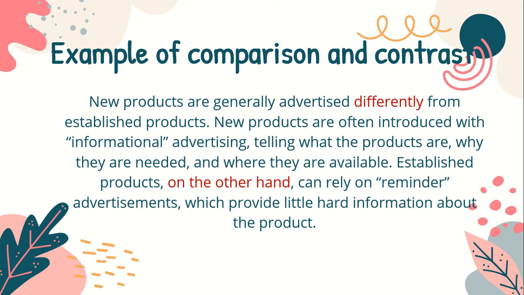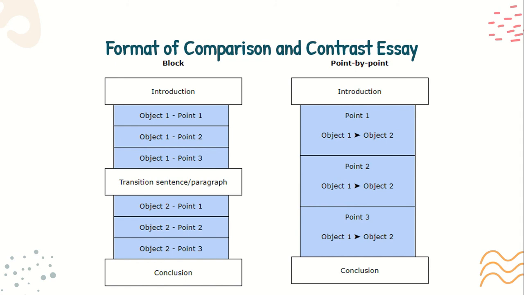Example: new products are generally advertised differently from established products. New products are often introduced with informational advertising, telling what the products are, why they are needed, and where they are available. Established products, on the other hand, can rely on reminder advertisements, which provide little information about the product. This is the example format of a comparison and contrast essay.